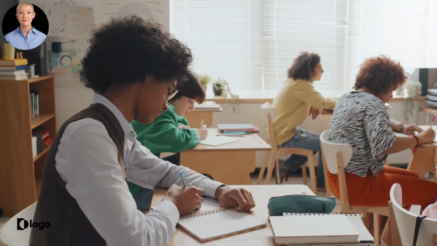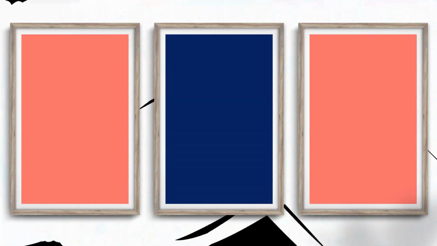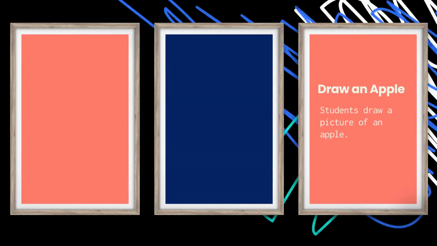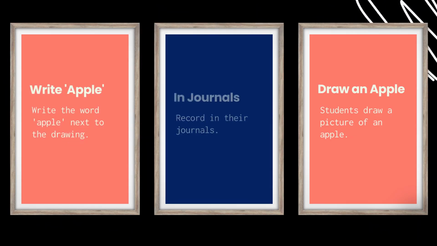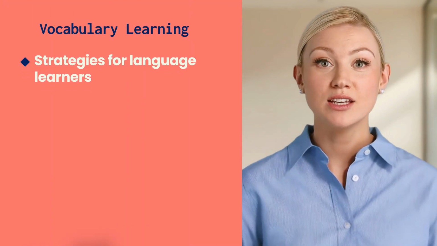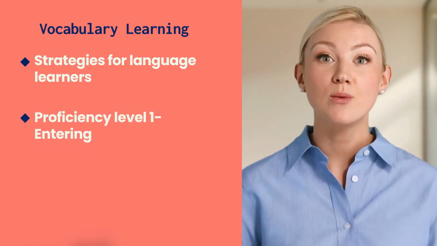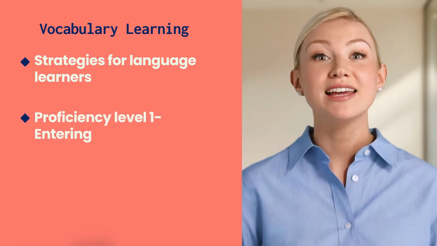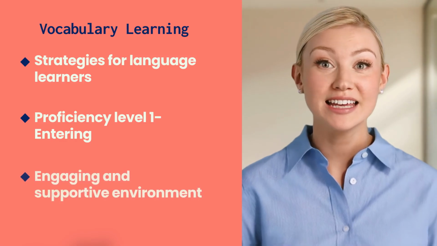Vocabulary journals: encourage learners to keep personal vocabulary journals where they can draw pictures and write new words. For example, have students draw a picture of an apple and write the word apple next to it in their journals. By using these vocabulary learning strategies, learners at language proficiency level 1, entering can effectively learn and retain new words in an engaging and supportive environment.